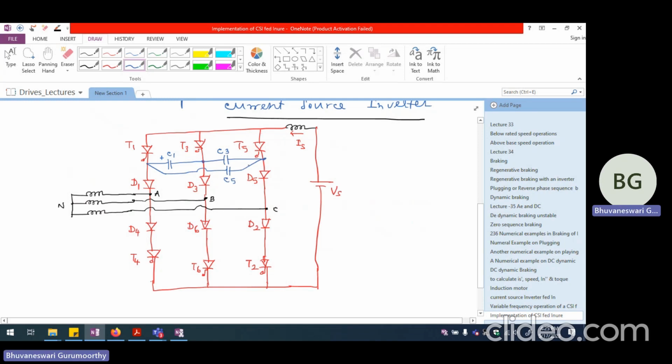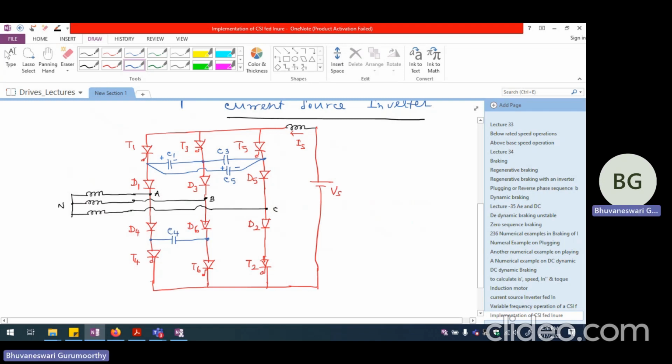And the voltage, when I add all the three capacitor voltages, it should sum up to 0. Maybe C5 is with plus here and minus here, and C1 is with plus here and minus here. So C3 can be with 0 voltage. So overall, the voltage across all the three capacitors which are forming a loop should be equal to 0 by Kirchhoff's voltage law. The same way, I can call this capacitor as C4.